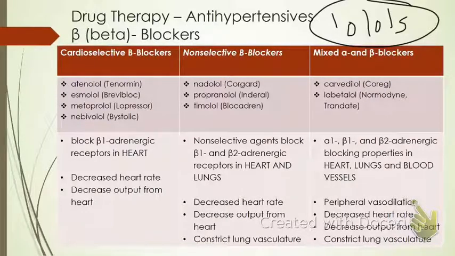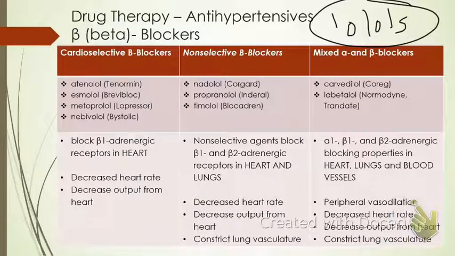So is this a good med for people who have asthma? No. It works in the lung vasculature, not great for people with asthma. I think that's on the next slide. Mixed alpha and beta blockers will work on the vessels and the heart and the lungs. And so, again, I just need you to know that they're beta blockers, that they have heart effects.